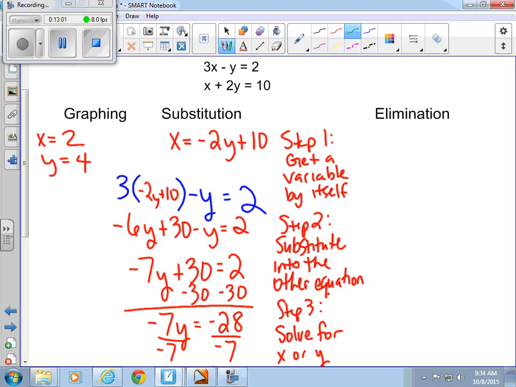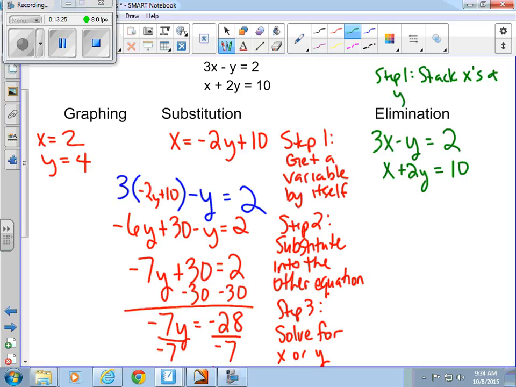So to do elimination, we're going to take these two equations and line them up with the x's and y's stacked underneath each other. So step 1, stack the x's and y's underneath each other. This one was already set up that way, so I didn't actually do anything. But if it were rearranged, you have to line them up with the x's lined up and the y's lined up.